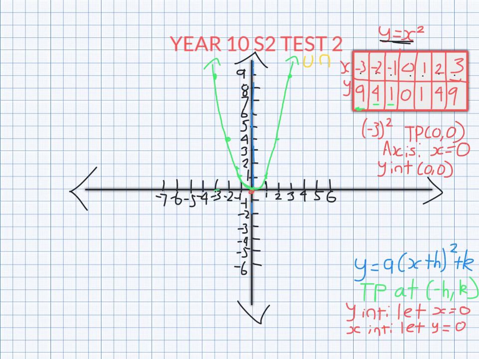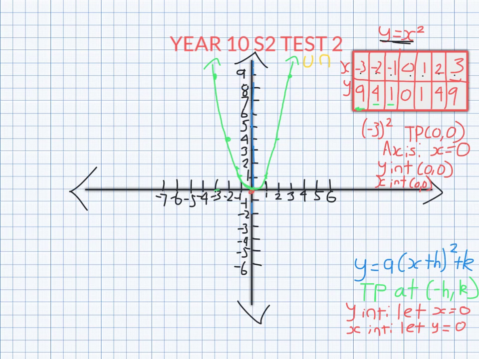In this particular case, the y-intercept was the same as the turning point, but that's not always the case. You'll often see parabolas have a different turning point to their y-intercept. This parabola also has an x-intercept, which is also 0, 0. Once again, not all parabolas will have the same point as their x-intercept and y-intercept. It just happens for this particular case that the x-intercept, y-intercept, and turning point are all the same.